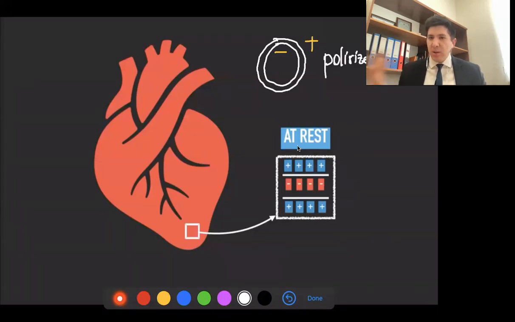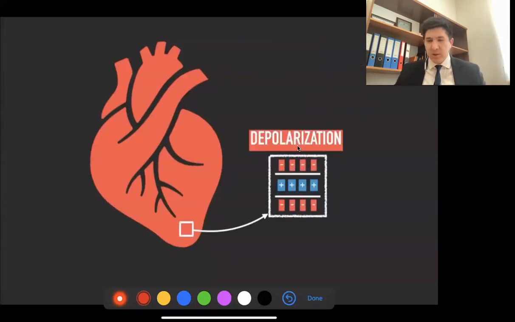But once some signal comes in, the sodium ions come inside, and it changes the charge inside. It becomes positive inside and negative outside. This state is called depolarization. All of the cells of the heart are going to be depolarized, and the ECG is going to trace how this depolarization happens. So this is what we call depolarization and repolarization. And after some time, it becomes repolarized again.